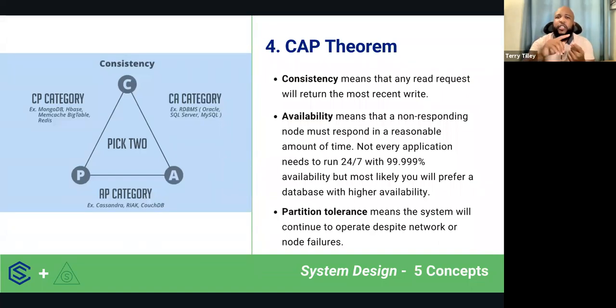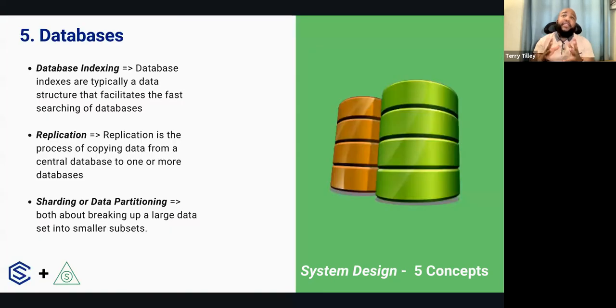CP is probably going to be bank servers, things along those lines. Maybe AP, a social media website, Facebook, Instagram. Availability is most important. It doesn't have to be the most current, but it has to still work. Take a deep dive into CAP theorem if you've never heard of it. But the last basic concept of system design is databases.